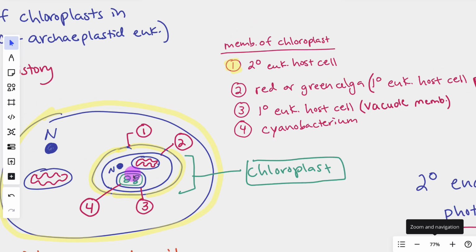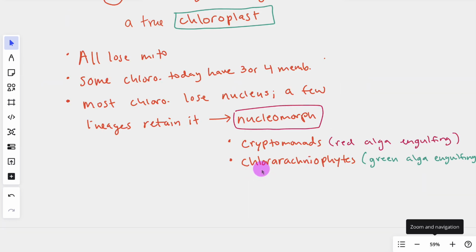The third layer is from the primary eukaryotic host cell vacuole membrane. So essentially, when the primary eukaryotic host cell took in the cyanobacterium, it pinched around it, and that's what created this third membrane in the previous primary endosymbiosis events. And then this little membrane number 4 on the inside is from the actual initial cyanobacterium.